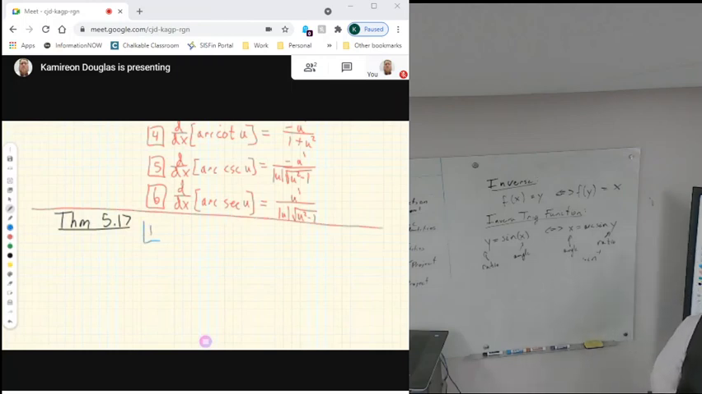Number 1. The integral of du over the square root of a squared minus u squared is equal to arcsine of u over a plus c.